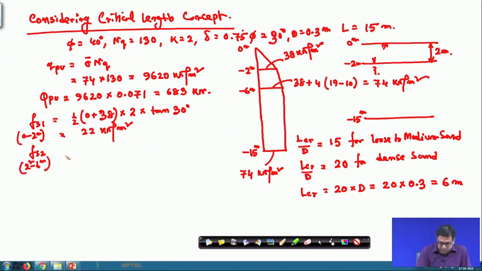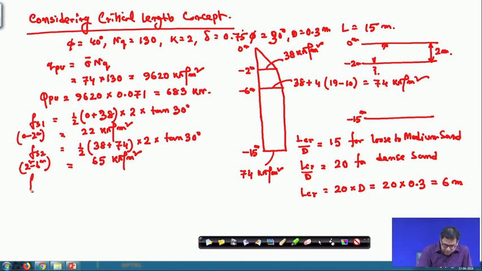Okay, this one. So, this will be again average, here it is 38 and here it is 74, then k value is 2 and tan 30 degree. So, that is equal to 65 kilonewton per meter square. Then F s 3, which is 6 meter to 15 meter.